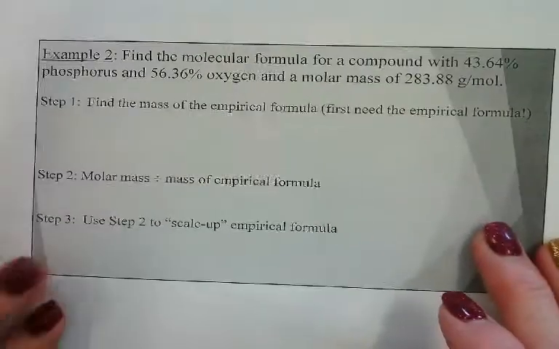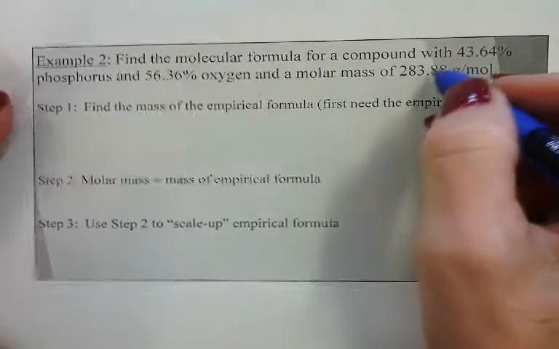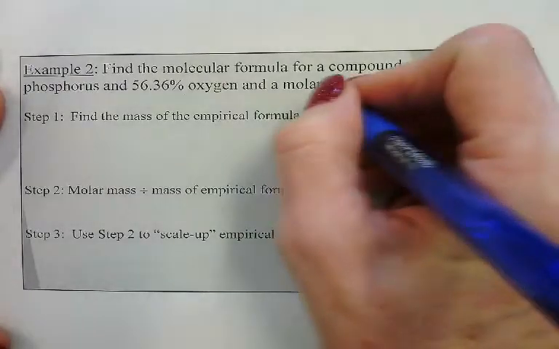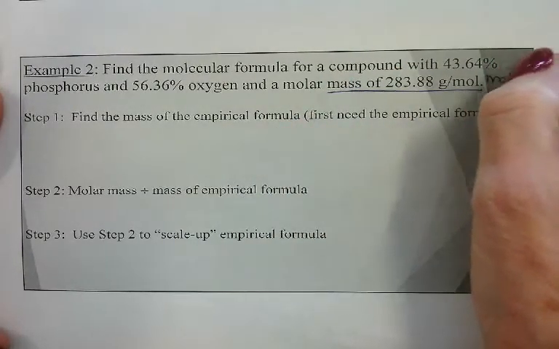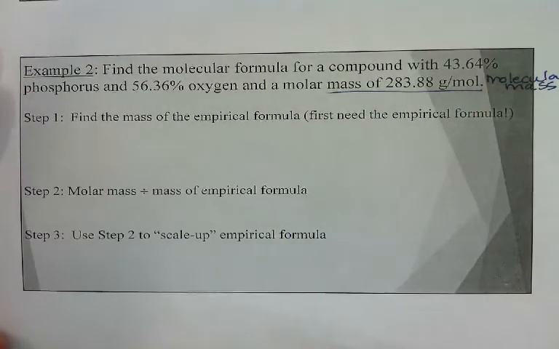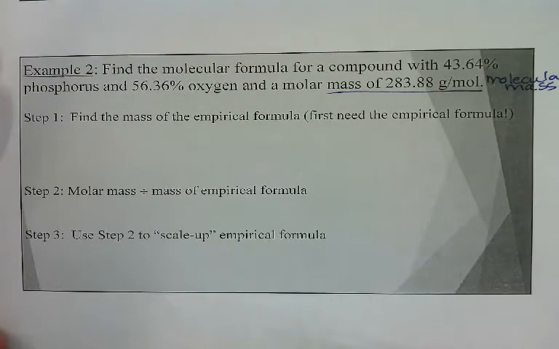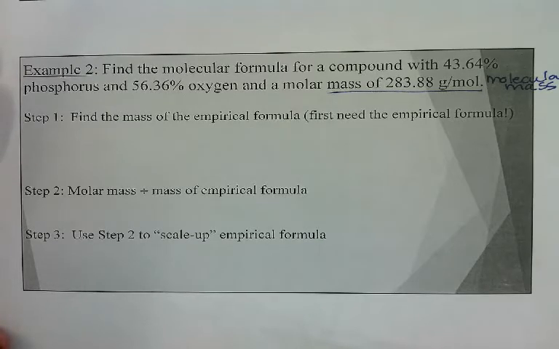Let me try another one. Find the molecular formula for a compound with 43.64% phosphorus and 56.36% oxygen and a molar mass of 283.88 grams per mole. This is a molecular mass. We need an empirical mass. In order to find the empirical formula mass, we have to find the empirical formula first. Okay? This is a big, long problem. All right? But we can do this. We learned how to do empirical formula. Remember, it's percent to mass, mass to mole, divide by smallest, and make whole.